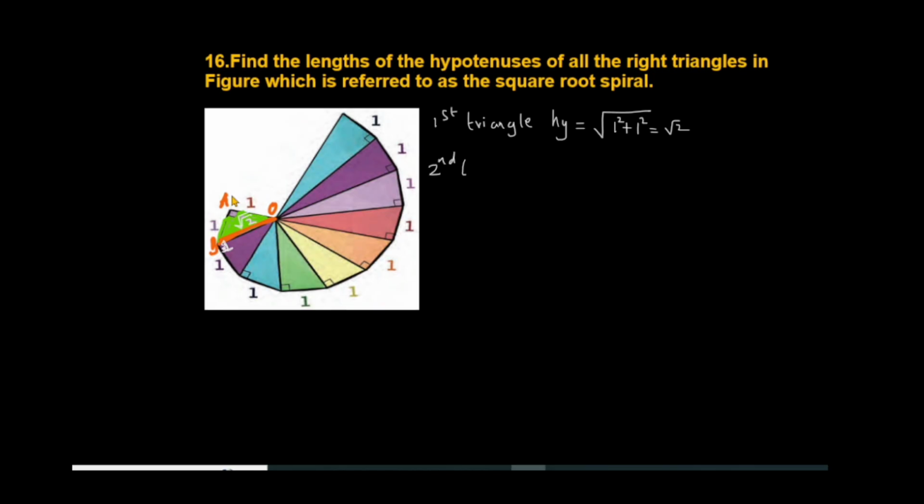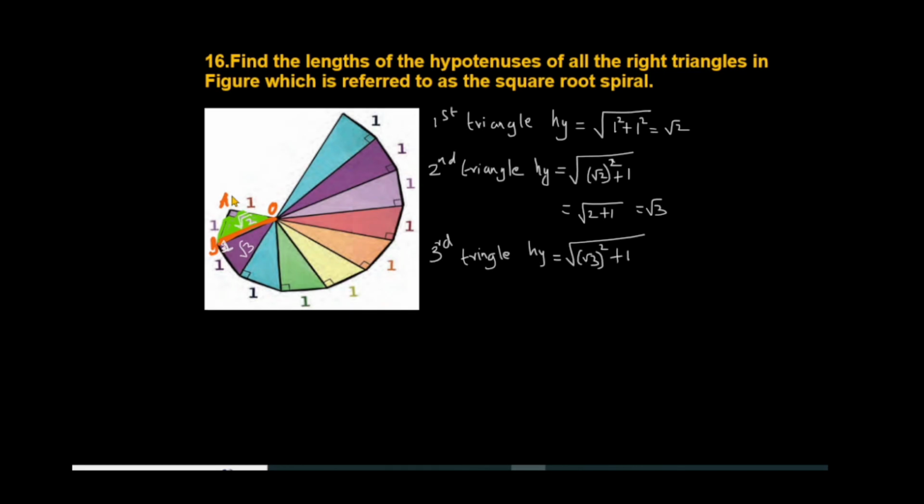So the second triangle hypotenuse is equal to the square root of: one side is root 2, the other side is 1, which is nothing but 2 plus 1, equal to root 3. So this is root 3. Next, the third triangle: one side is root 3, another side is 1. So root 3 squared is 3, then plus 1 is equal to root 4. So for the fourth triangle, this is root 4, and the sides are 1 and root 4.